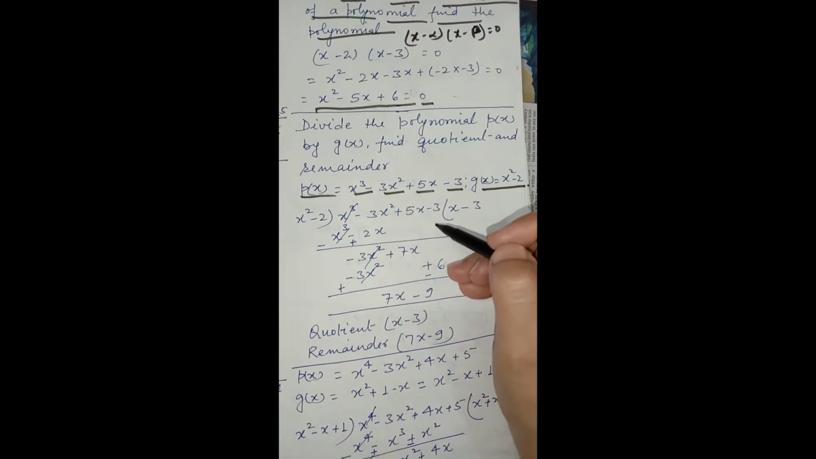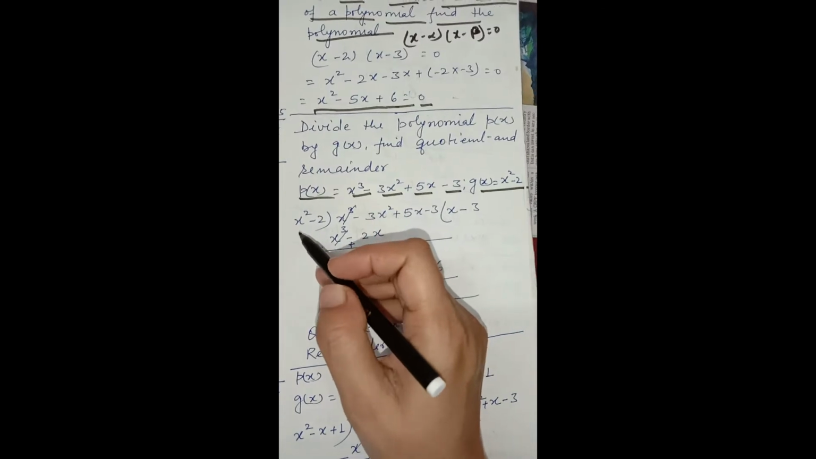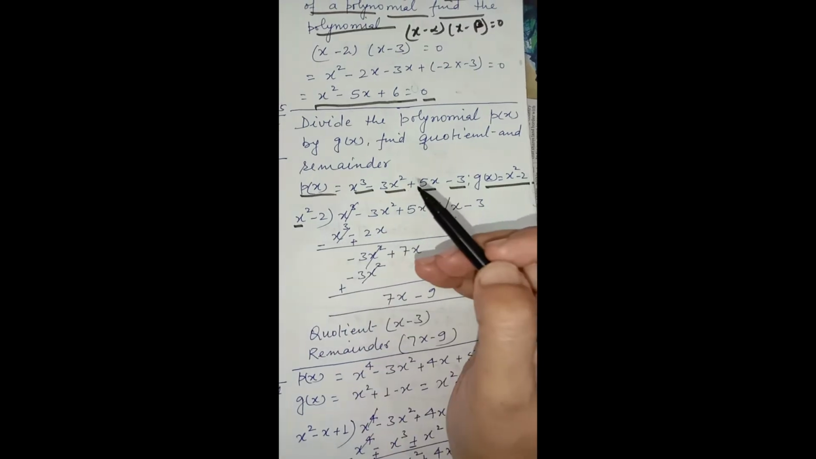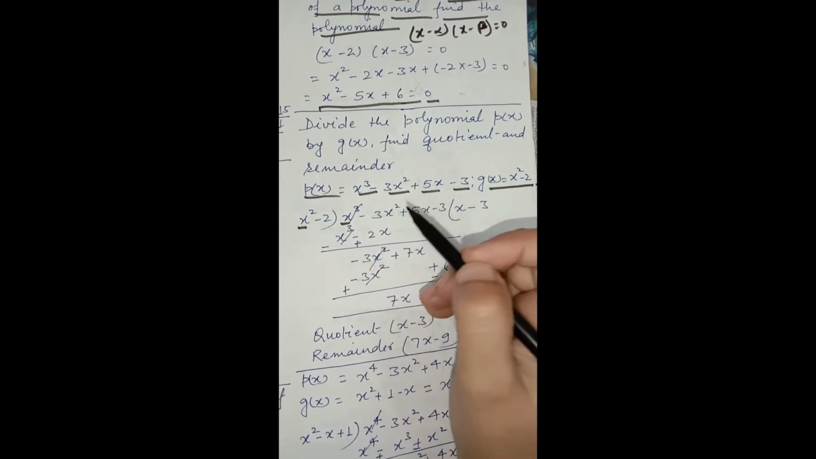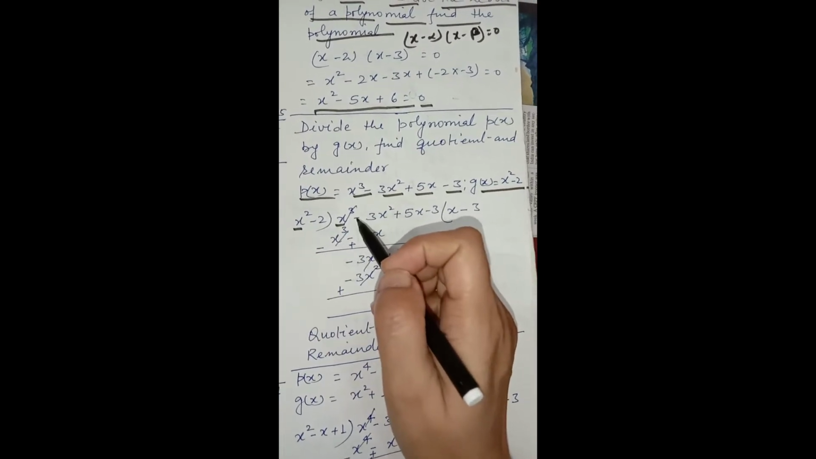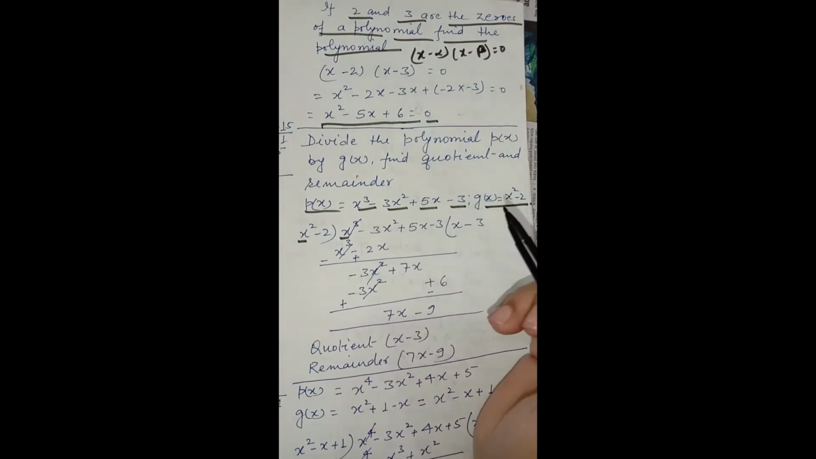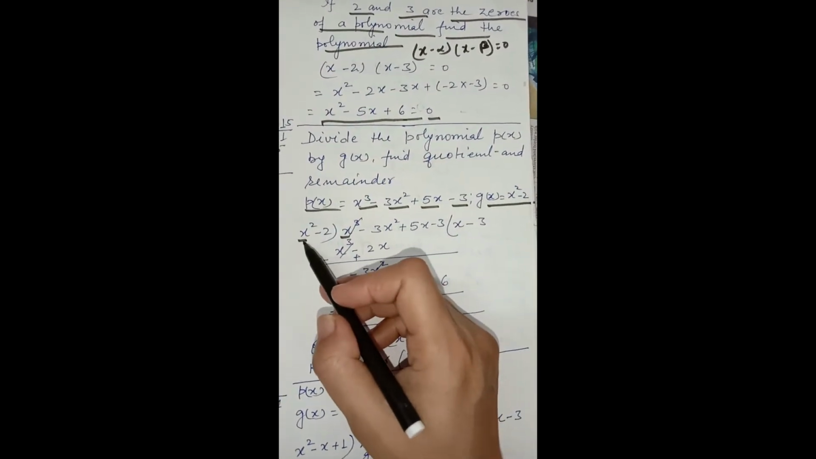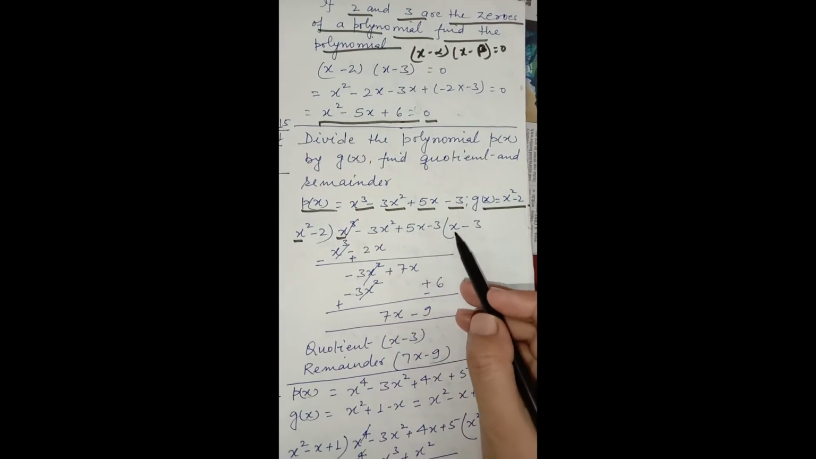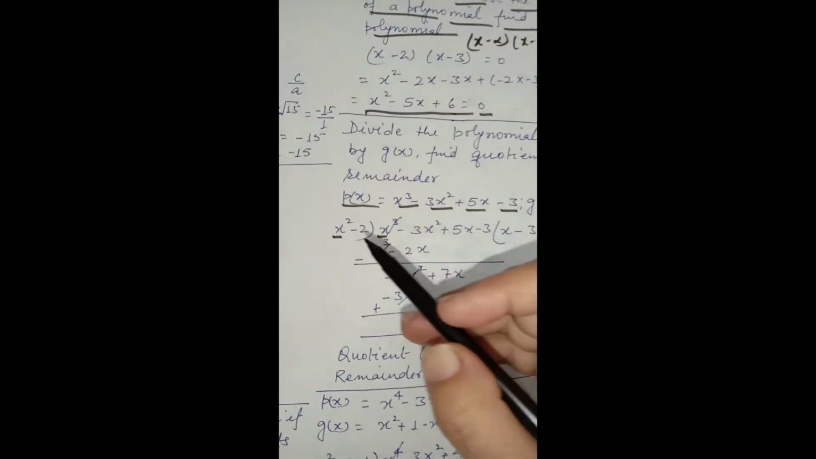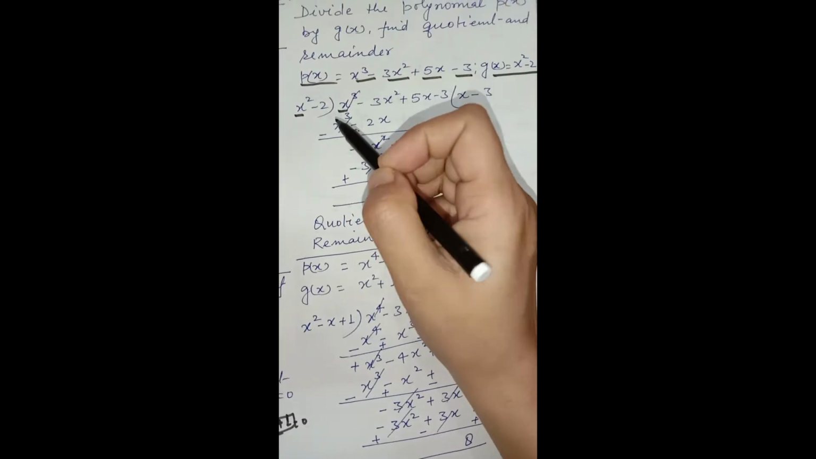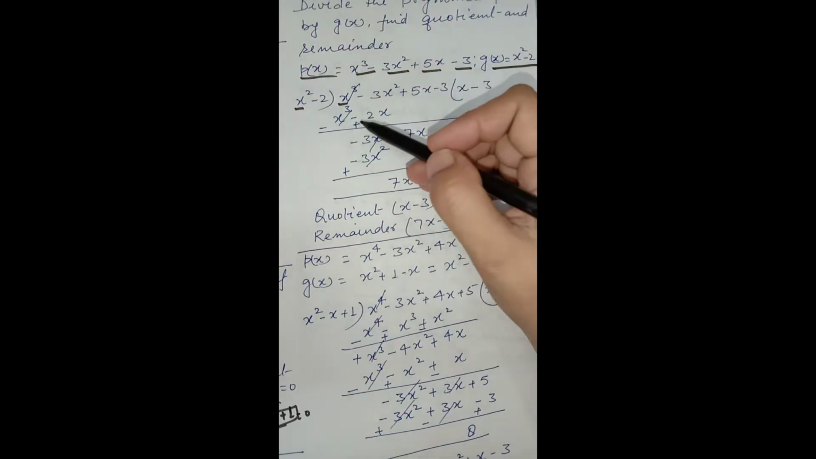Now how to divide a polynomial by another polynomial? We will check the first term of the divisor and dividend both. The first term of divisor is x square and the first term of dividend is x cube. So for how many times do we require x to make it x cube? We will require it one time only. So we will multiply x square by x. So in that first case, the quotient will be x. Now with x we will multiply the divisor. So on multiplying, we will get x cube minus 2x.